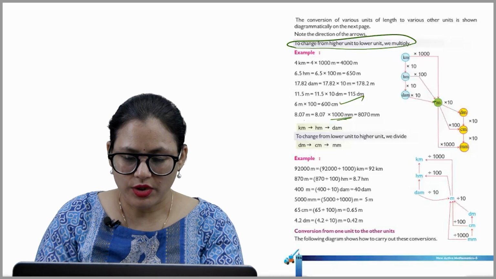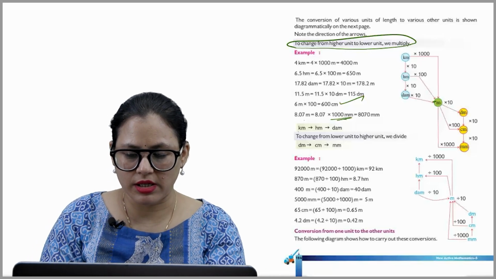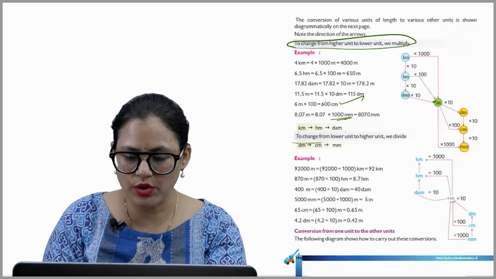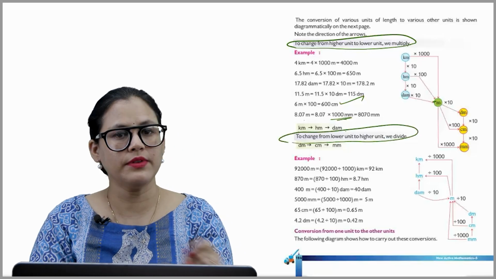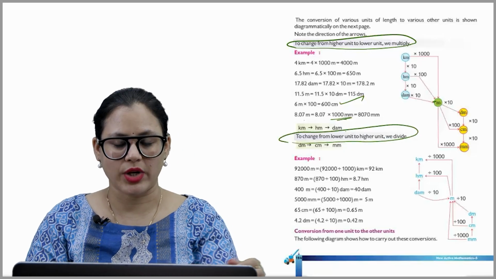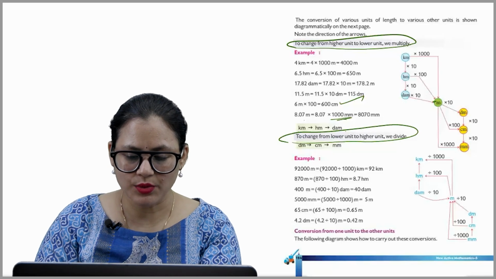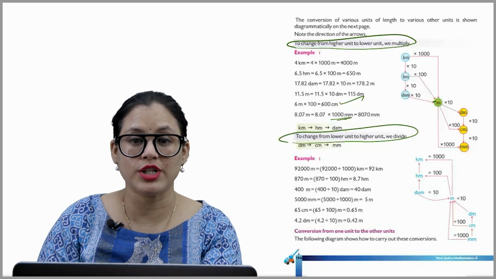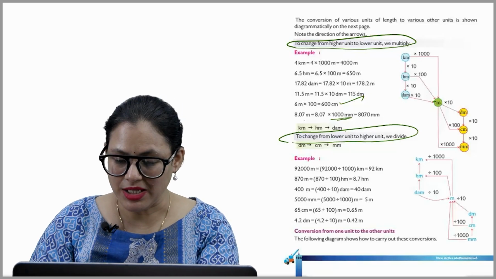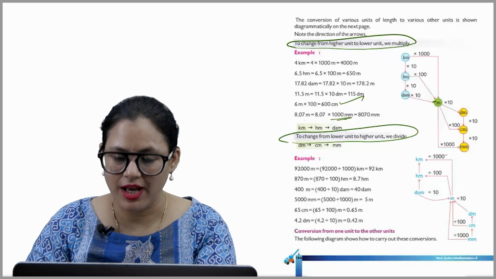Okay, so kilometer to hectometer to decameter. To change from a lower unit to a higher unit, we divide. Okay, let's check out an example: 92,000 meter. We have to convert it into kilometer. So meter to kilometer we will divide by 100.